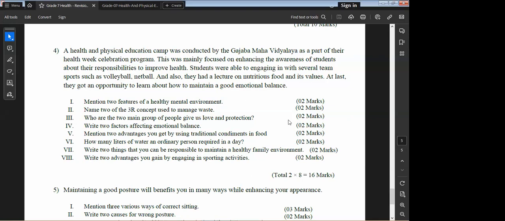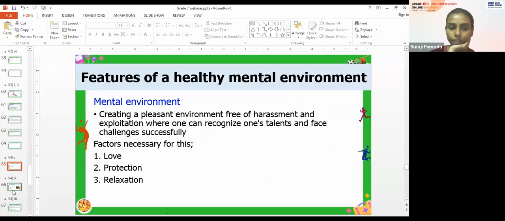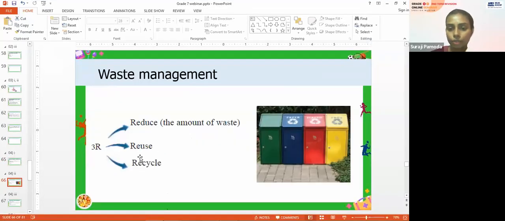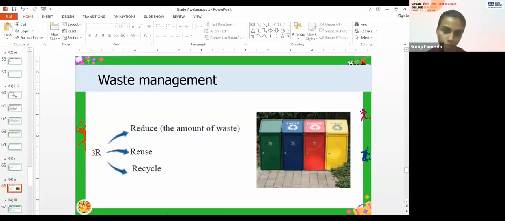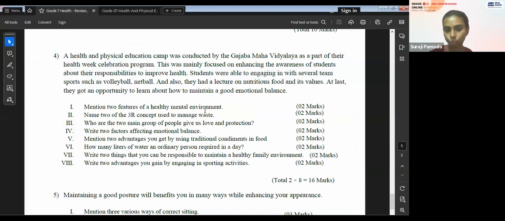Reduce, recycle. Yes, good. Right? Reduce, reuse and recycle. That is a concept in waste management, right? So you have to write only two.